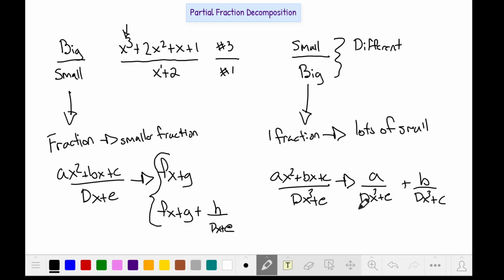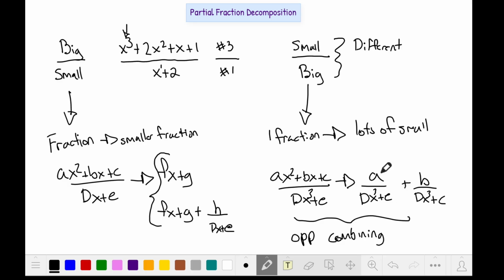Another way to think of it is when we were doing regular fractions, we would take two small fractions and combine them into one big one. Here we're doing the opposite, where we're taking one big fraction and splitting it up into smaller fractions. So we can think of partial fraction decomposition as the opposite of combining fractions.